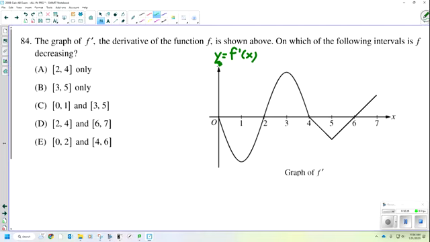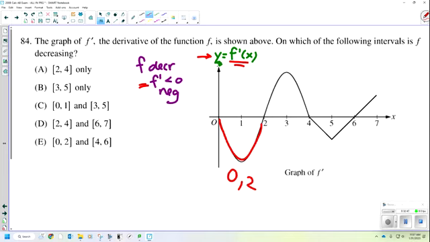F is decreasing when f prime is less than 0, or negative. If y is the value of f prime, I just want to see when y is negative. From 0 to 2, and then from 4 to 6.